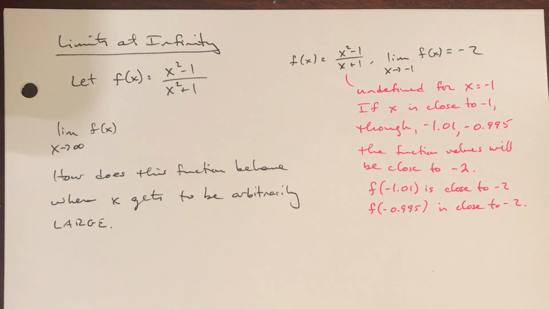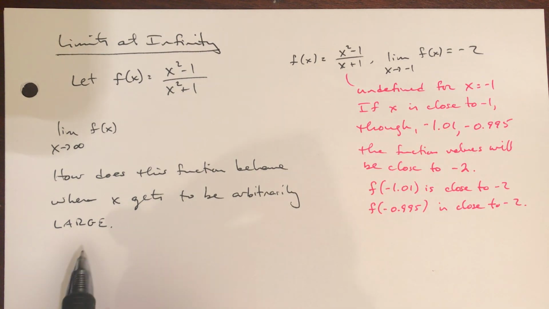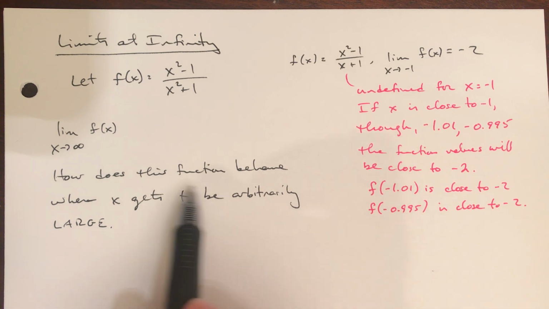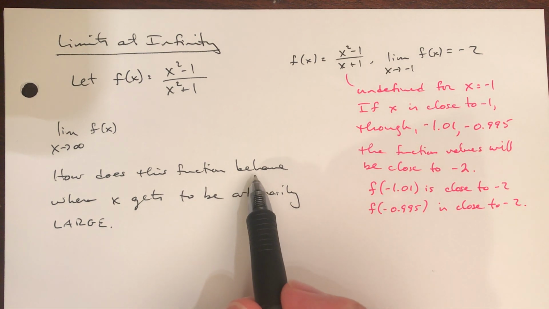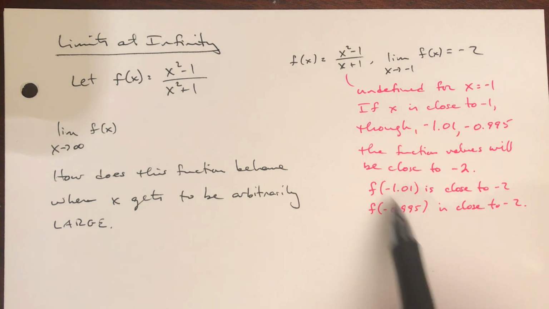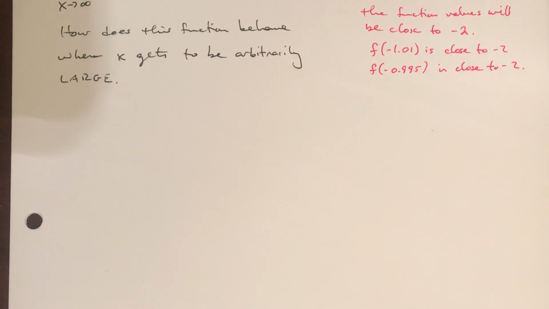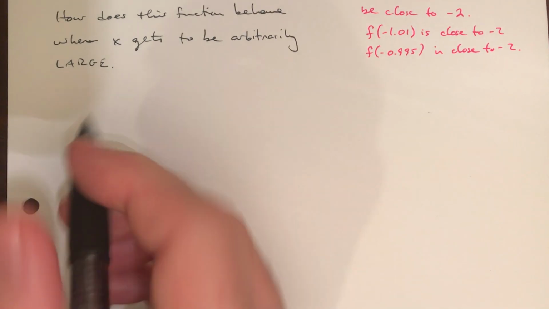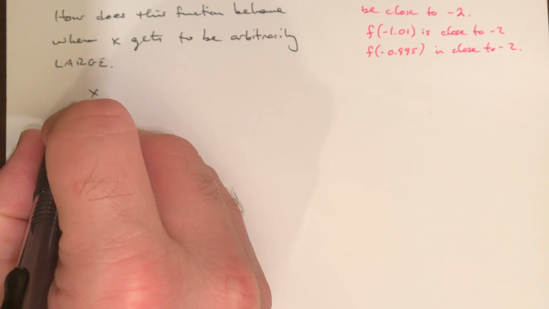So we can't say x is close to infinity. Infinity is not a number. But we could talk about how this function behaves. And when I say behaves, I'm talking about the function value for very, very, very large values of x. And so we're going to look at these from the same perspective that we did our numerical limits back in chapter 1, back at the very beginning of the semester. So let's make a table.